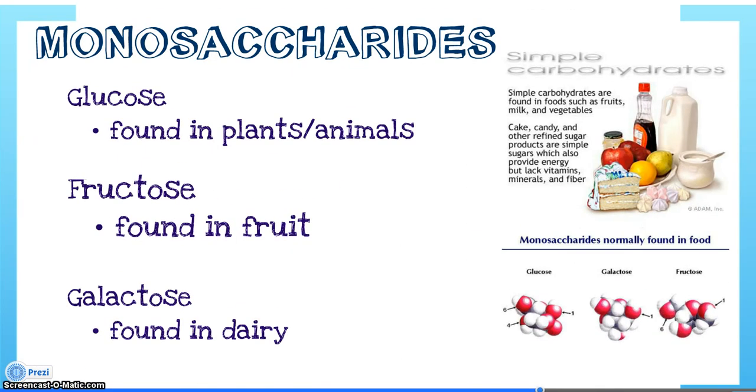So, what are the monosaccharides? There are three of them. The first is glucose. These are found in plants and animals. The second is fructose, which is found in fruit. The last is galactose, which is found in dairy products. All of these have the same chemical makeup. They all have C6H12O6. However, their structures are different, as you can see in the diagram on the left.